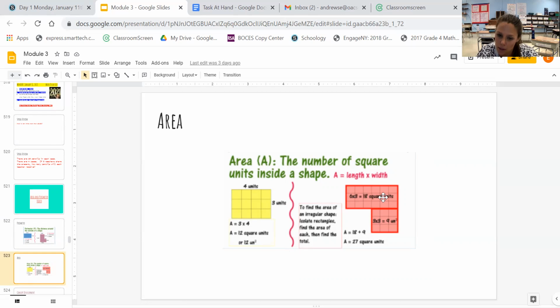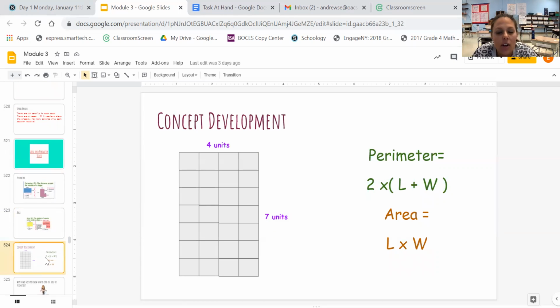If it's an irregular polygon over here, not just your regular rectangle or square, what you would need to do is break it up into parts and then add those parts together. Today we're going to practice this, so don't panic. Let's go ahead and dive in.